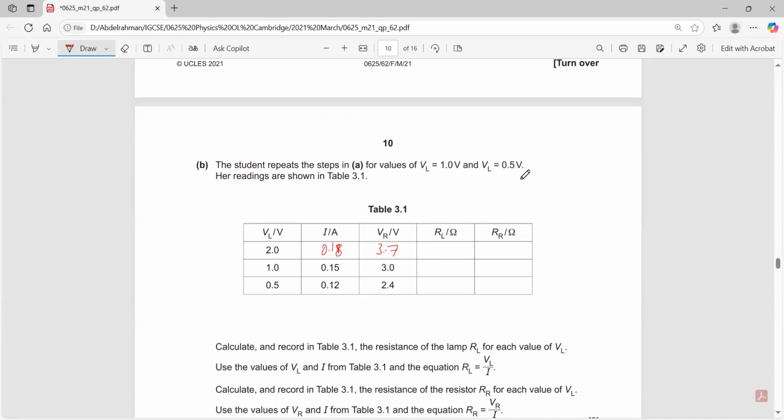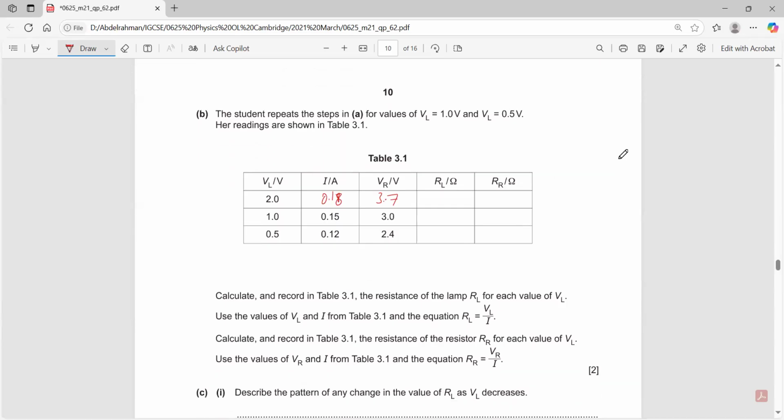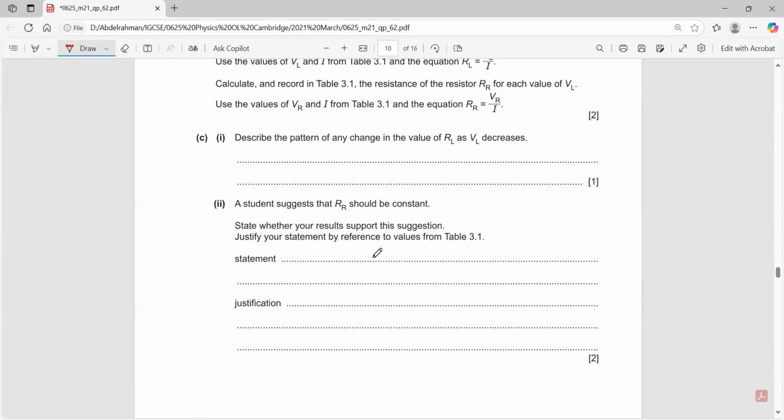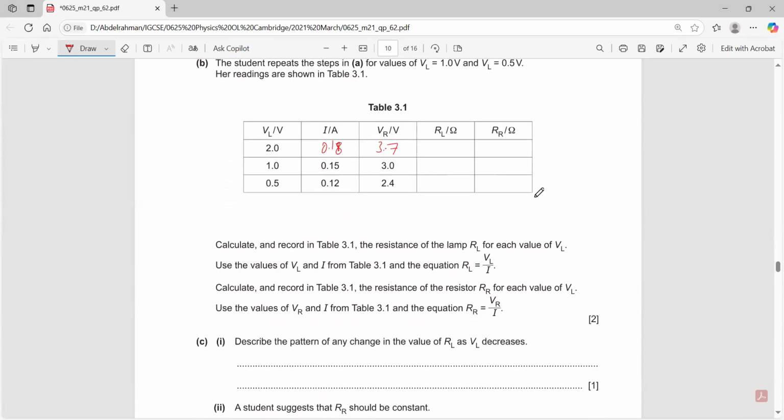He repeats the steps for VL 1 volt, VL 0.5 volts. So he keeps on changing the voltage of the lamp and measures the voltage of the resistor. Calculate and record RL. Can I find RL? Yes, I can find RL and R. RL would be VL over I, and R would be VR over I.